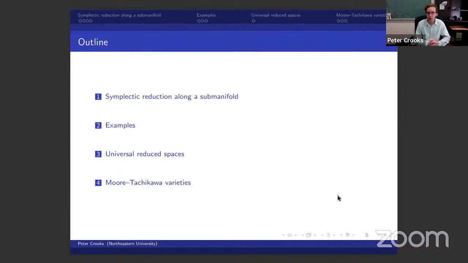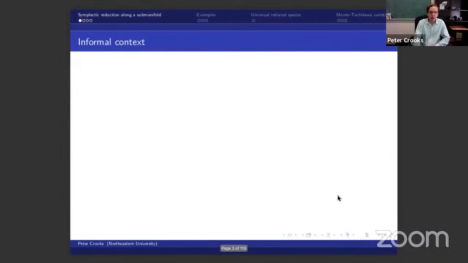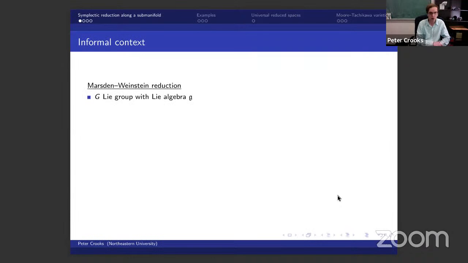All right, so let me begin on a purely motivational level with some informal context for the construction that I'm going to describe. So let's start with the basics of Marsden-Weinstein reduction, the ingredients for which include a Lie group G, say with a Lie algebra denoted by the corresponding German letter. It will act on a symplectic manifold in a Hamiltonian fashion. So I will have some kind of Hamiltonian G-space. In addition, one fixes a point in the dual of the Lie algebra. This point will have a stabilizer under the coadjoint action, which I'll denote just like that.